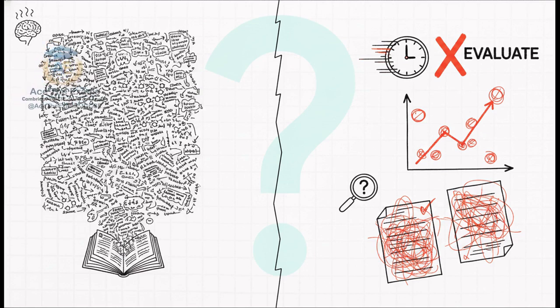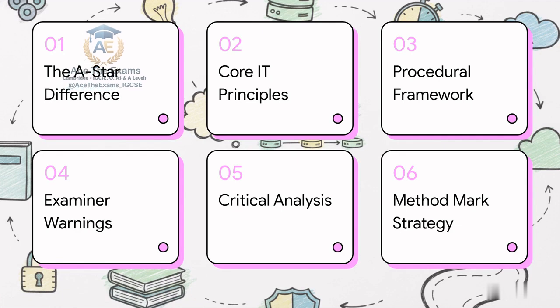The B-grade candidate writes whatever they know. The A-star candidate writes exactly what the examiner is asking for. They decode the command words. Today, we are opening up the Principal Examiner Reports to give you a step-by-step masterclass on conquering these crucial exams.